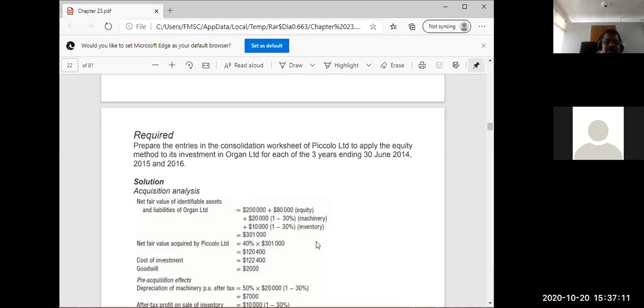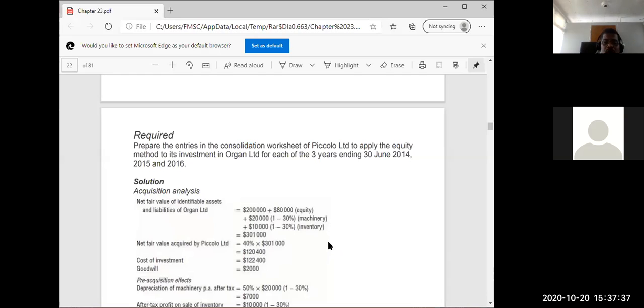That is the first calculation. But we are not really putting the goodwill in the balance sheet of the investor. This is just to understand how much goodwill is inside this purchase consideration. In this cost of investment, goodwill is there. So goodwill is the difference between these two figures.